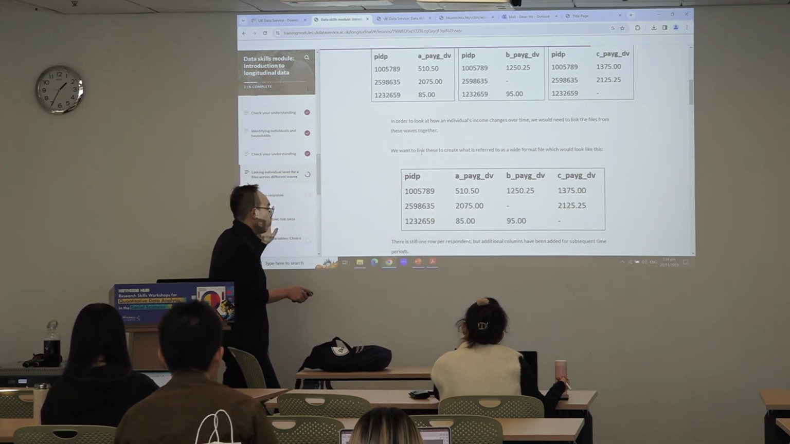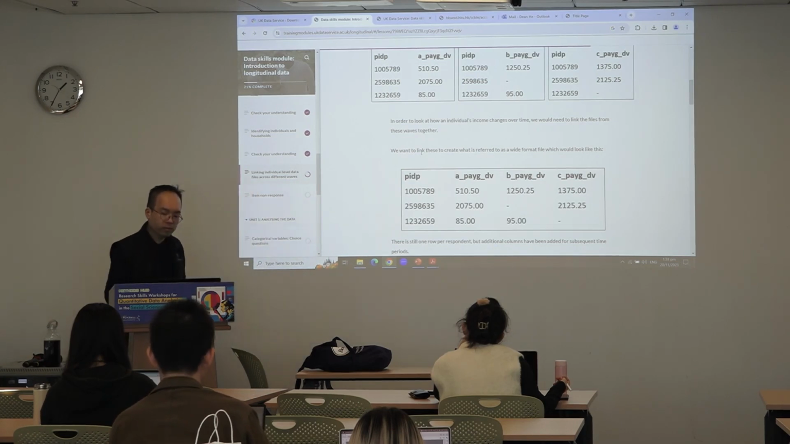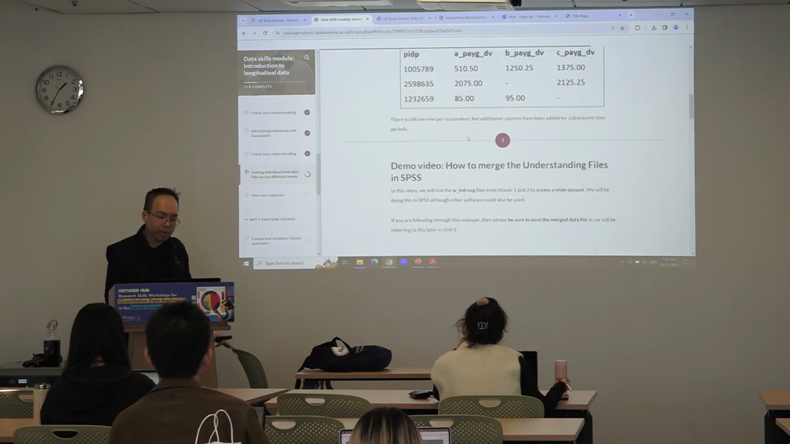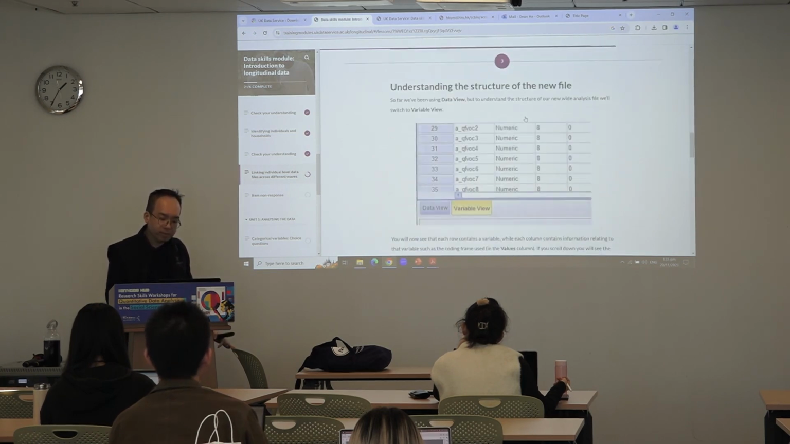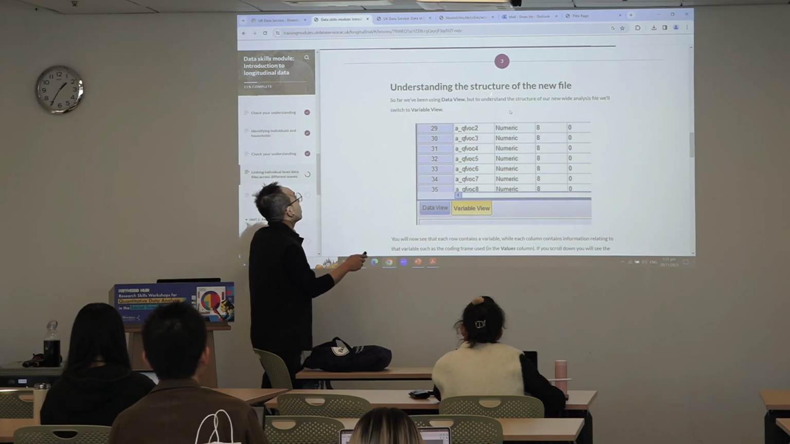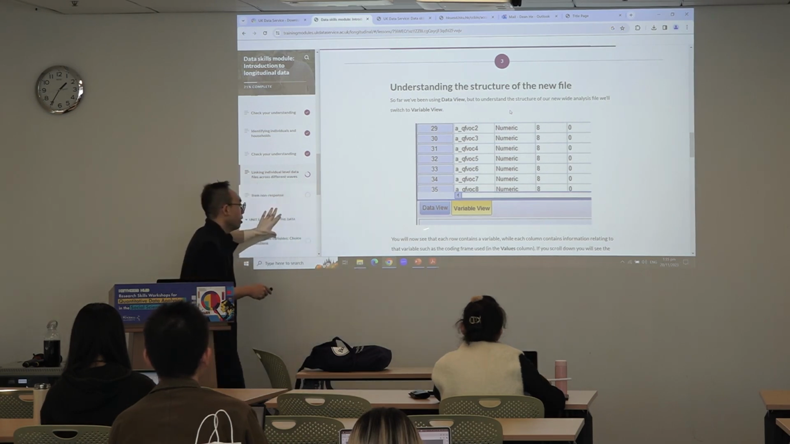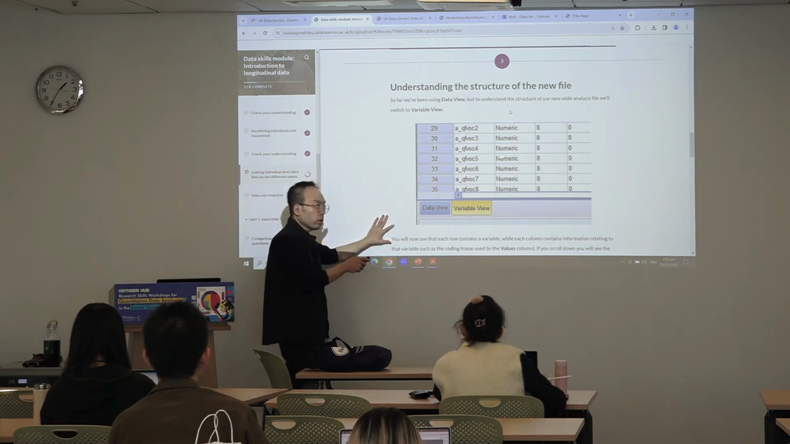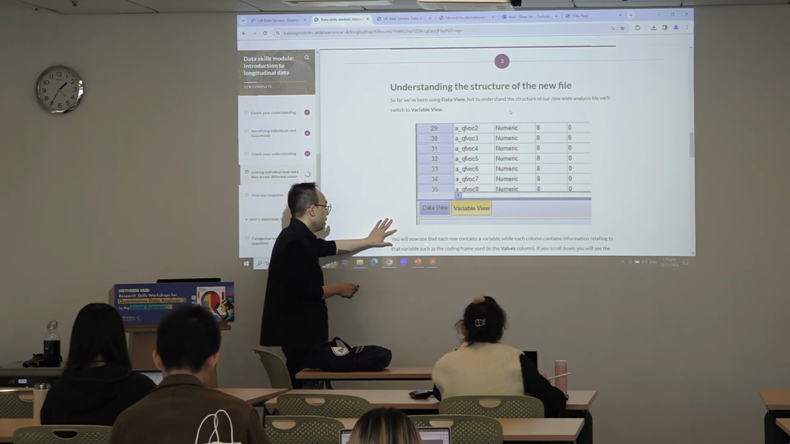There is still 1 row per respondent, but additional columns have been added for subsequent time periods. So this is what we want for merging different waves, okay? This is what we also did. So the structure of the new file is going to be something like this. If we look at this data view, we switch over to variable view. This tells us what's going on. Now, in this new table, each row has a variable, okay?